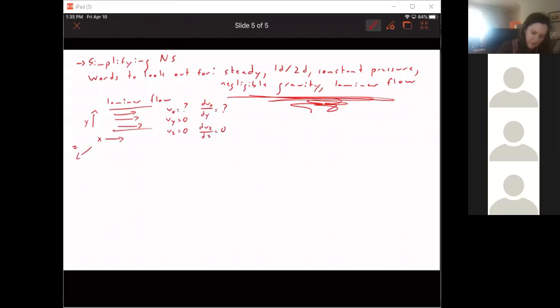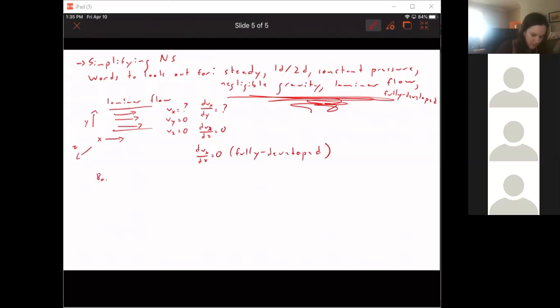And then if it's fully developed, that means that dvx/dx is also equal to 0. So those are words to watch out for, or if you have to make an assumption in order to find the velocity profile, this is what you would write. You would assume fully developed, for example, and then you would cancel out all dvx/dx. That is the most important part, properly simplifying this, and then you just integrate and add boundary conditions.